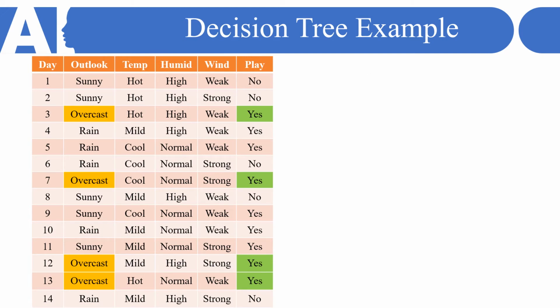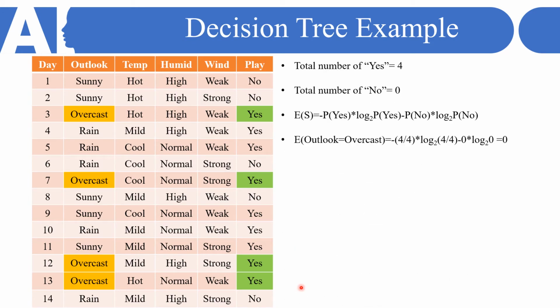Now we will see if the outlook is overcast. For overcast, there are 4 possible outcomes, and if we see the output of this, all of them are yes. So total number of yes are 4, total number of no are 0, because if it is overcast, then we can play the tennis in any condition. So that's why total number of no are 0. And then if I find out the entropy of outlook when it is overcast, that is equal to minus 4 by 4 into log to the base 2 of 4 by 4 minus 0, because probability of no is 0. So if we calculate this, then that is 0. So there is no entropy.